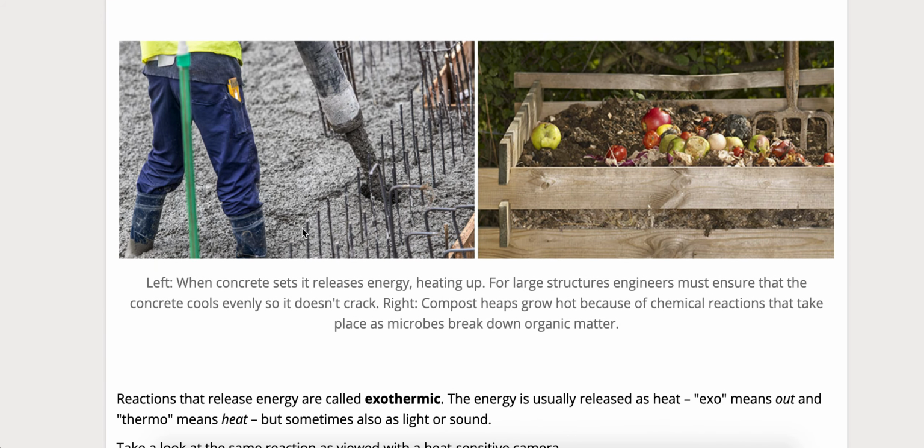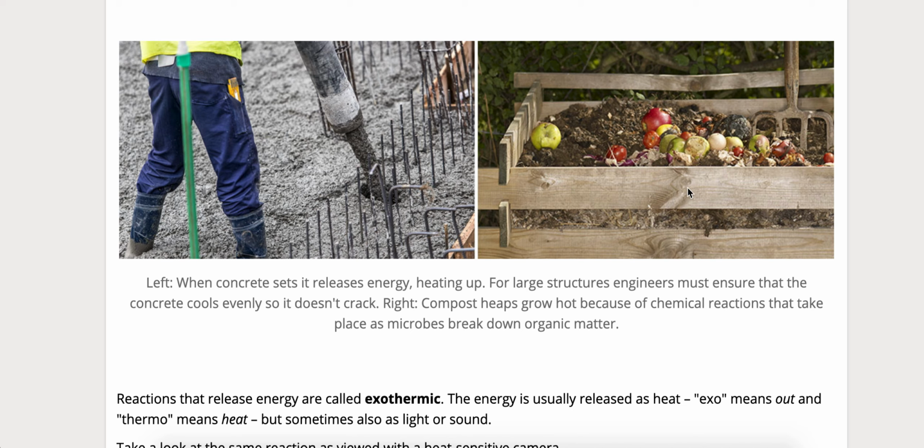So, what you can see on this screen is that there are two images. On the left-hand side here, we can see that when concrete sets, it releases energy, therefore heating it up. As a result, for large structures, engineers must ensure that the concrete cools evenly so it doesn't crack.